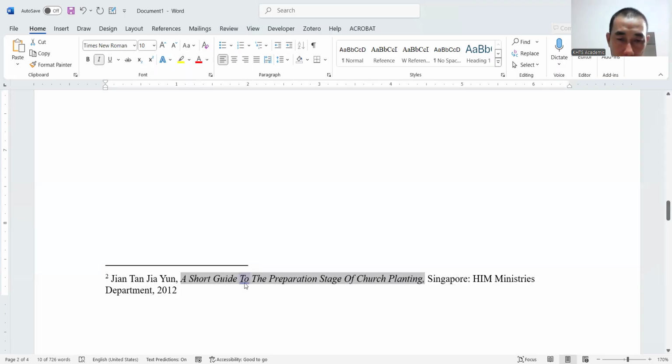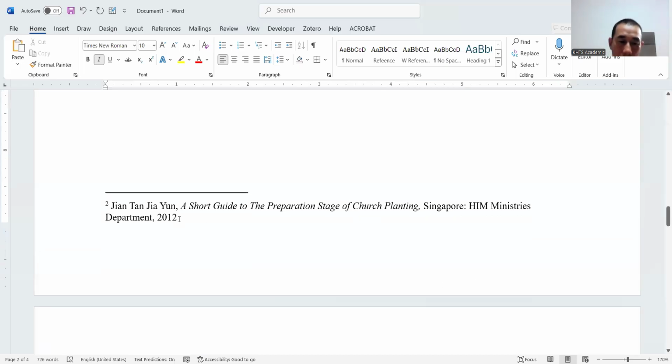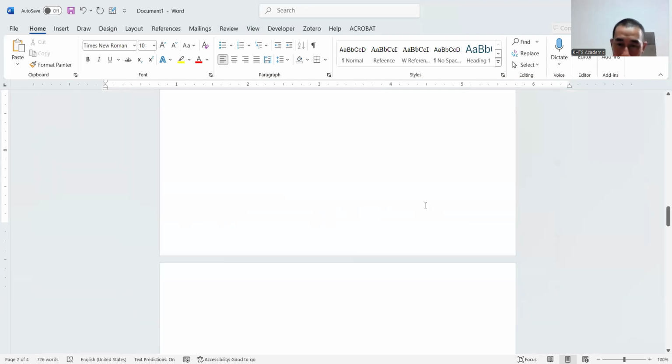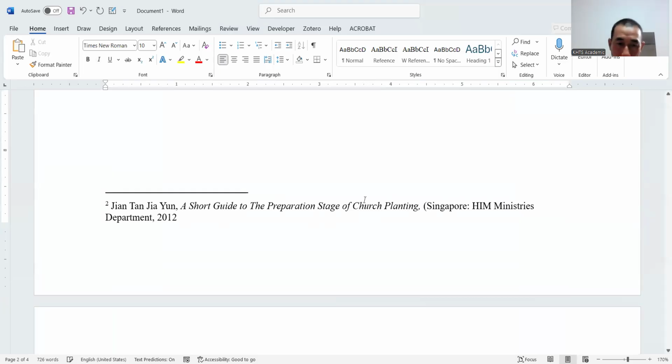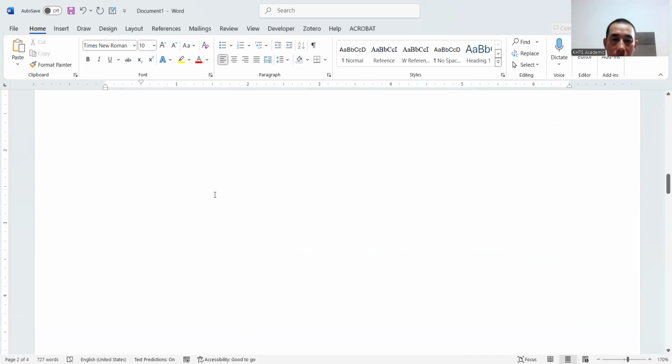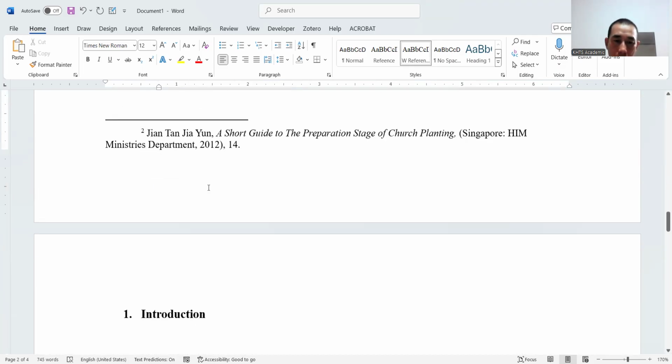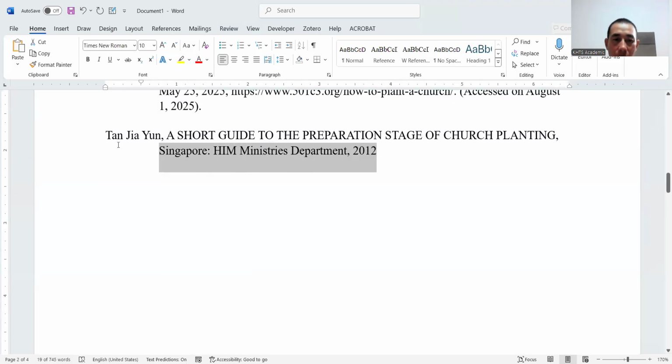The name of the book should be italicized. Conjunctions and all those things need no italicization. 2025. The page number, this should be in the bracket. Page number was 14. So that is another footnote that we are getting. And then we get that. Let's get this one, and footnote it.